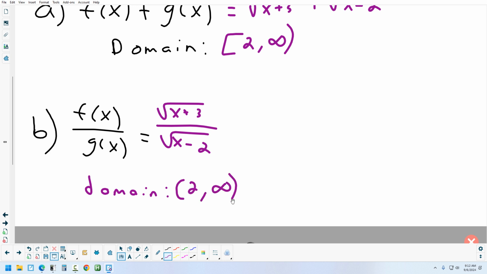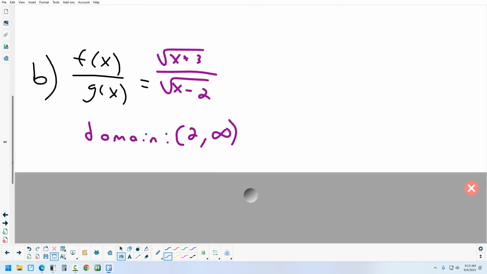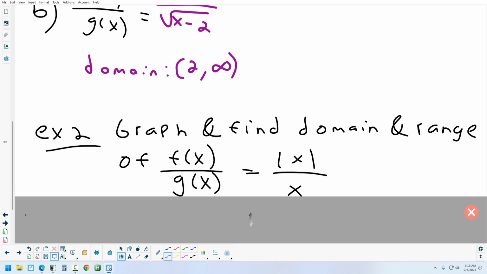Why isn't it the same domain as the last one? Right. So not only do you have to include the overlap between the 2, but you also have to check if you use that overlap, is there any number that would cause you to divide by 0? And yes, this time there is. So it's 2 to infinity, not including 2. Any question on that one?